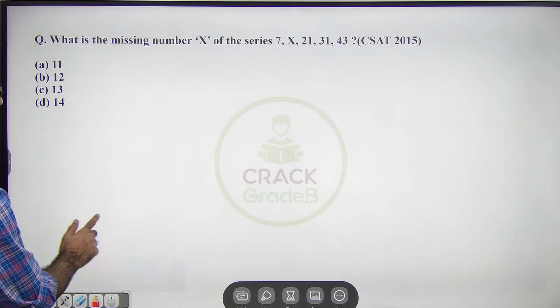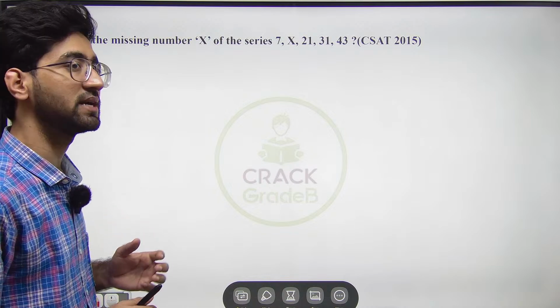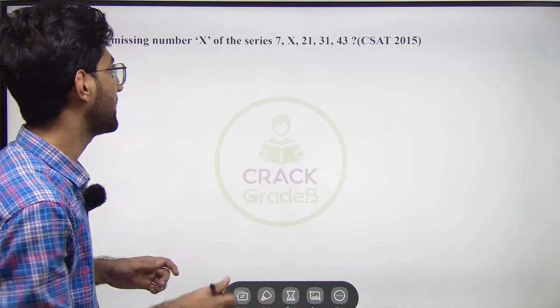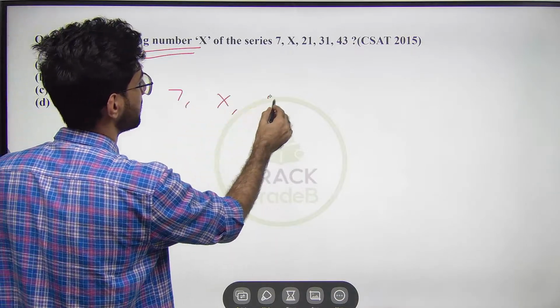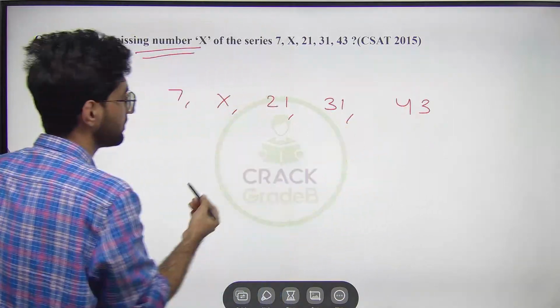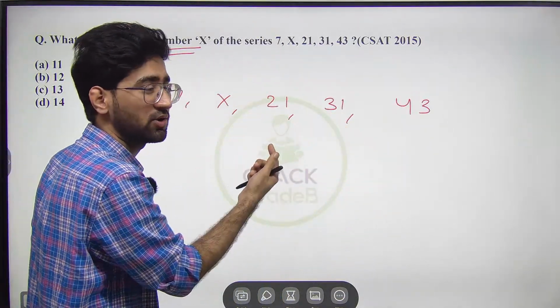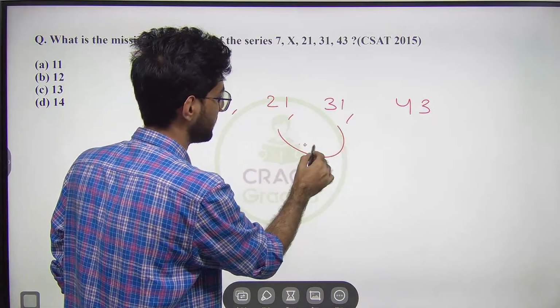Now let us look at this question. The question is 7, x, 21, 31, 43. We have to find the missing number x. Let us write all the numbers. Now let us look at the difference. See, we are not able to identify some pattern quickly, right? So let us look at the difference.